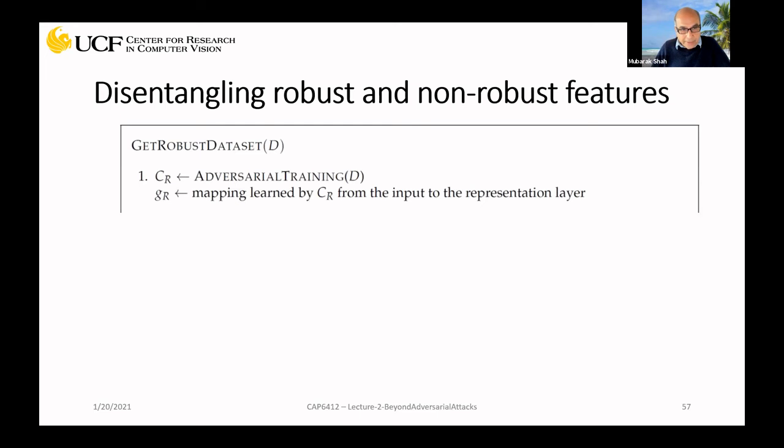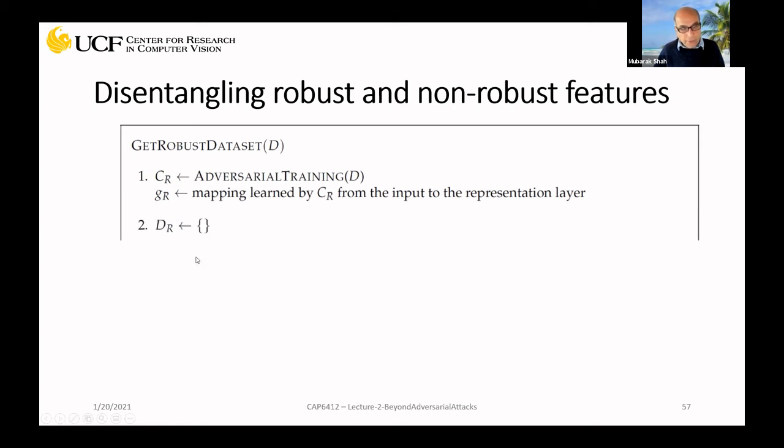Now, this is the algorithm they give you. It's a very simple thing. We want to get the robust data set from D, where D is the original data set. What we are going to do is adversarial training on D. We'll get a classifier, this is a robust classifier. And so G_R is the mapping by C_R from input to representation layer.